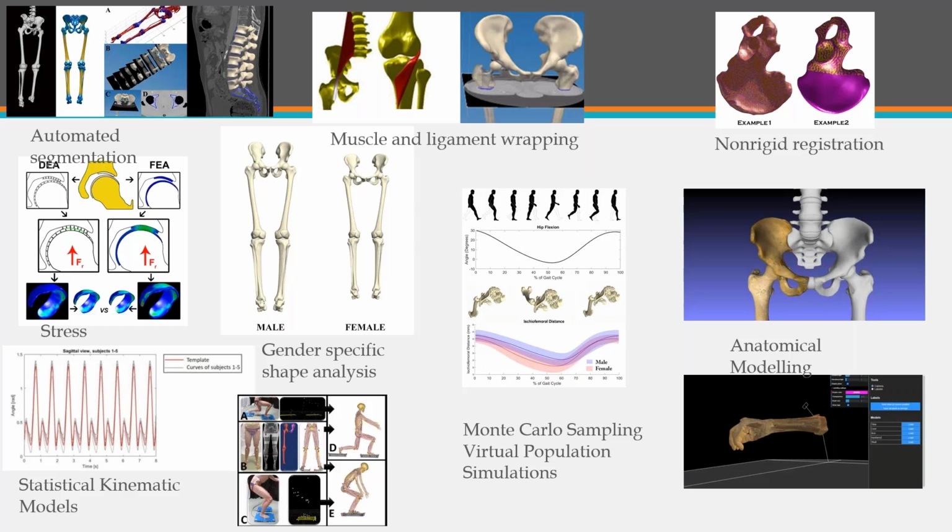The statistical kinematical models are the ones that I've just shown and what we're also working on currently. Gender specific differences, men versus women, in terms of anatomy and in terms of kinetics, are also on the agenda.